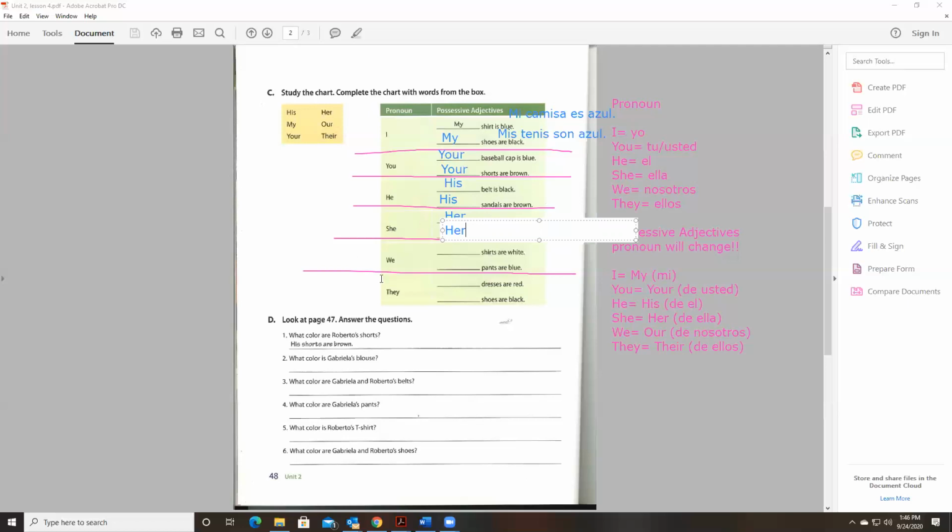Okay. We. Estamos hablando de nosotros. So ahora cambia a our. Our shirts are white. We. Cambia a our. Our pants are blue.